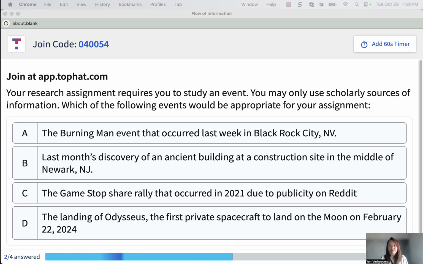Okay, remember, you may only use scholarly sources of information. And I gave you a tip from last time when we talked about flow of information and how scholarly sources are created.